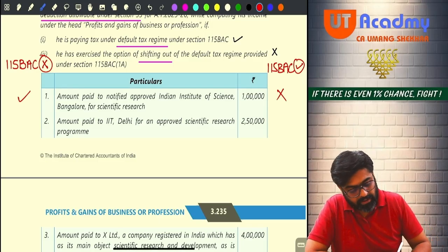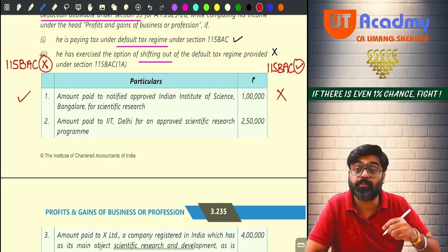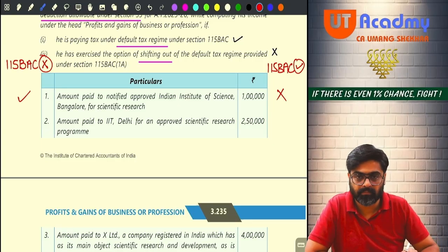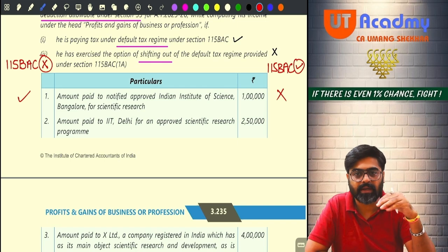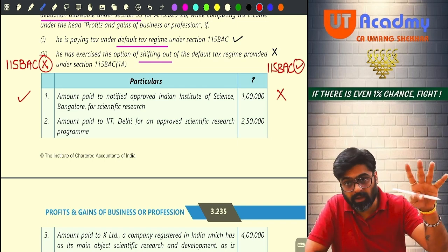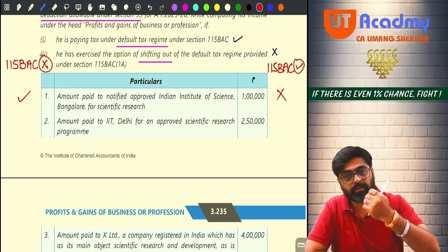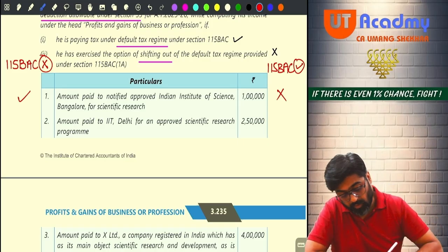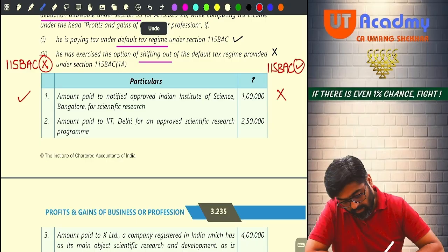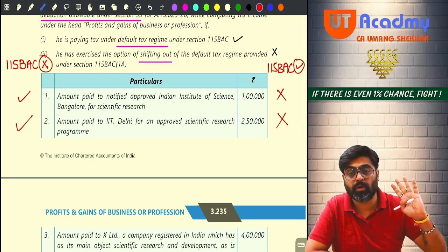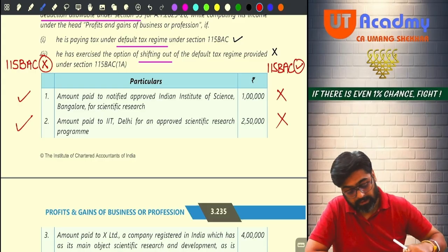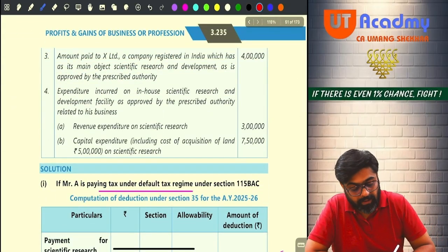Now next one. Amount paid to IIT Delhi for an approved scientific research program. Even IITs are approved to conduct certain scientific research programs. So if the amount is donated to IIT also, it will be allowed as a deduction if you are not following 115BAC. If you are following 115BAC, then this will also not be allowed because this is a donation.